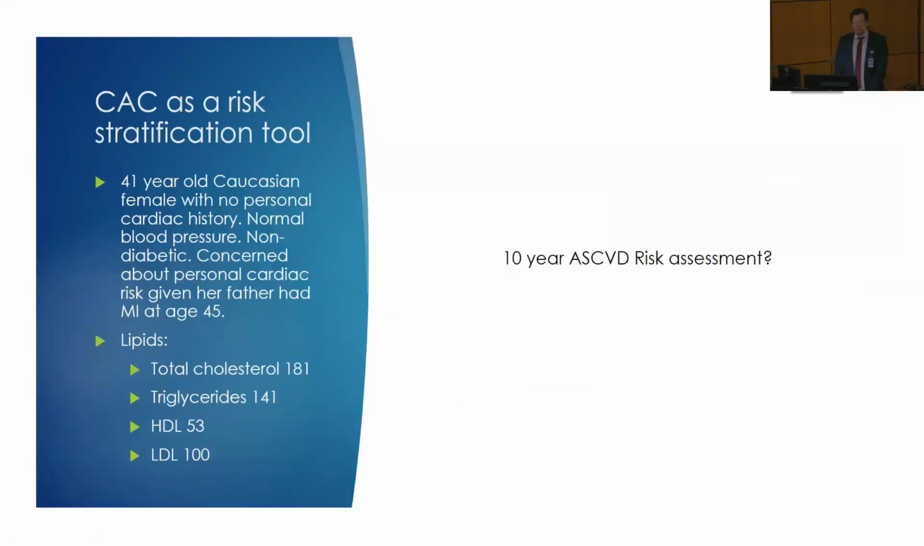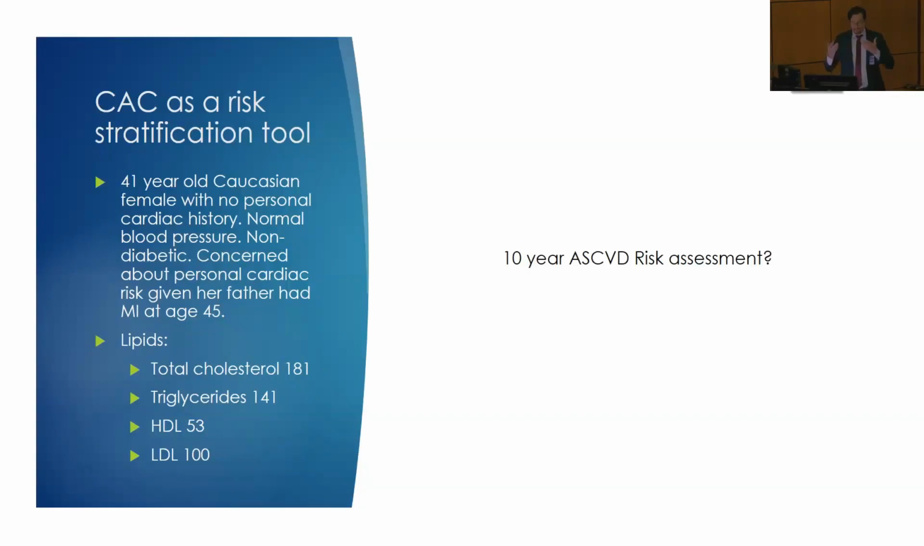I think the most helpful thing with calcium score is figuring out when it's appropriate and how to use the results. So that's what I wanted to focus on today. Think about a 41-year-old Caucasian female, no personal cardiac history, normal blood pressure, not diabetic, but she's concerned about her personal cardiac risk given her father had an MI at age 45.